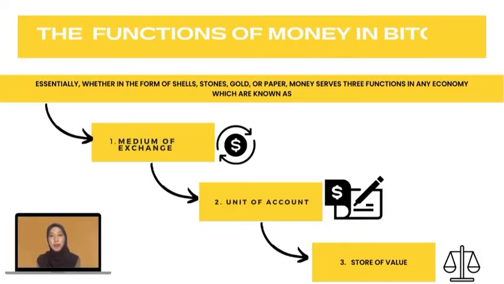I'm Atira Azizan, and I will explain about the functions of money in Bitcoin. Basically, whatever the form of money, paper, stone or gold, it must serve three functions in any economy, which is known as medium of exchange, unit of account and a store of value.